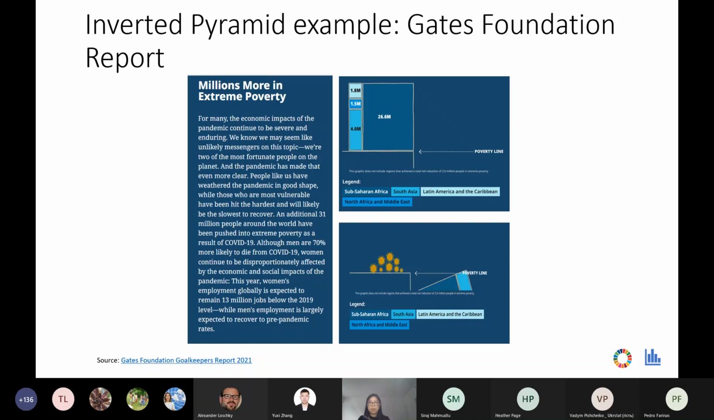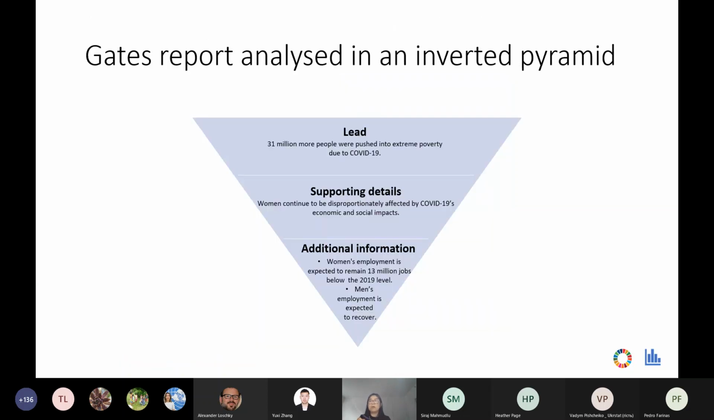Here is an example from the Gates Foundation's latest Goalkeepers report. I strongly encourage you to visit their website because it has interactive visuals and it's very fun to watch. This is a section talking about the impact of COVID-19 on poverty. So the key structure analyzed in the inverted pyramid goes like this. The lead or the core argument, the core message: 31 million more people were pushed into extreme poverty due to COVID.